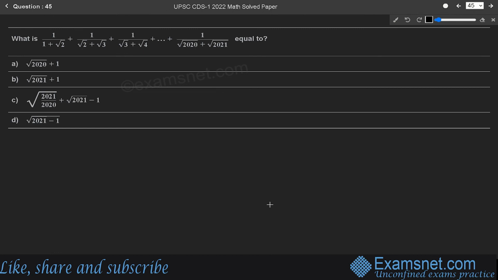Next question is, what is 1 upon 1 plus root 2 plus 1 upon root 2 plus root 3 plus 1 upon root 3 plus root 4 plus so on up to 1 upon root 20 plus root 21 equal to. See, it is a similar question that we have solved previously. We have to find the value of this expression. Now can you tell me what is the basic identity that we will be using here? The basic identity is again a square minus b square is equal to (a plus b) into (a minus b).